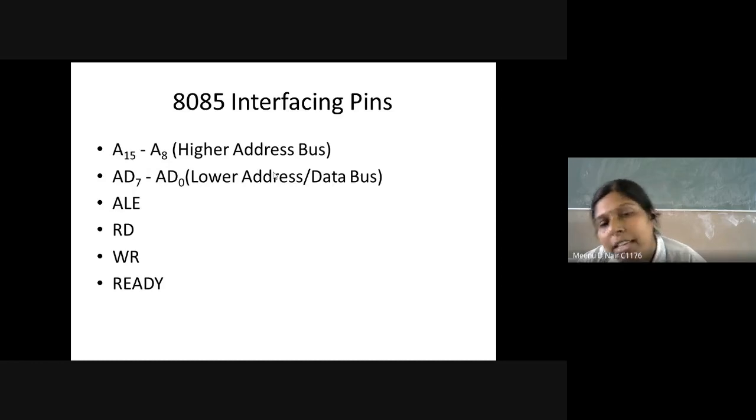Based on the signal, whether address or data is to be used: if it is an 8-bit address, it uses A0 to A7. If it is a 16-bit address, it uses A0 to A15. AD0 to AD7 is nothing but A0 to A7, and it also acts as a data bus. Based on the control signal, it acts as either address bus or data bus. These are the interfacing pins.